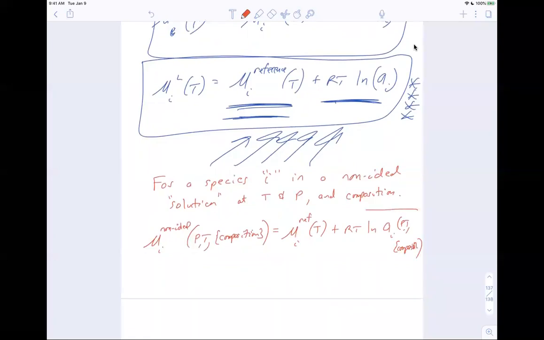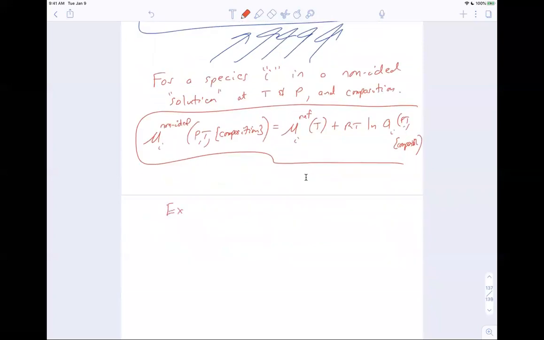Okay, and so this is our general form. Any questions on that? Okay, so let's see how this plays out. Maybe some examples of application or the relevance of A sub i, which is a function of temperature, pressure, and composition.